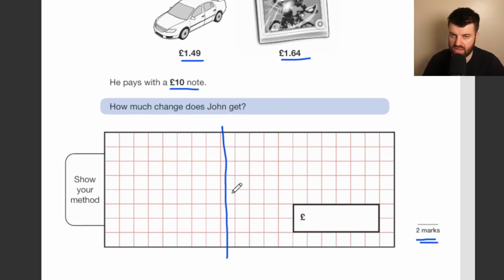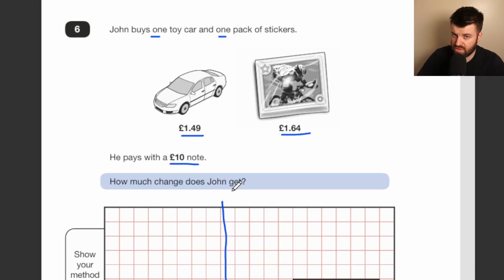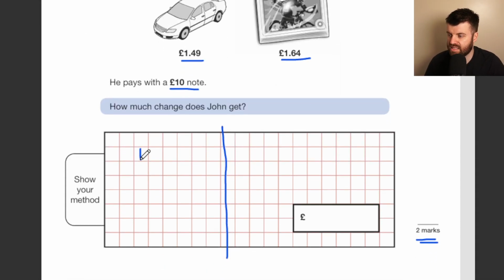I just split the box in half. That's my method. I might do a video on 2 mark questions and the best way to get 2 marks every time. So here we have £1.49 and £1.64. The first thing is, okay, well, actually, how much is that altogether? Because we need to figure out when John went to the till, what did the cashier say? That'll be blank, blank, blank, please. So the first step is to just work out the total.